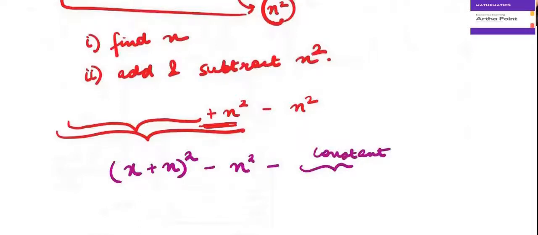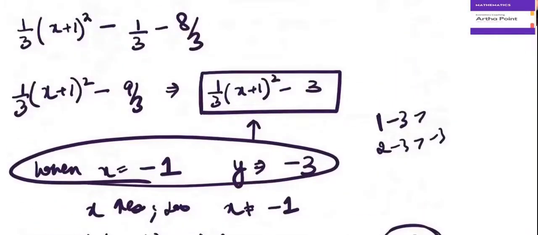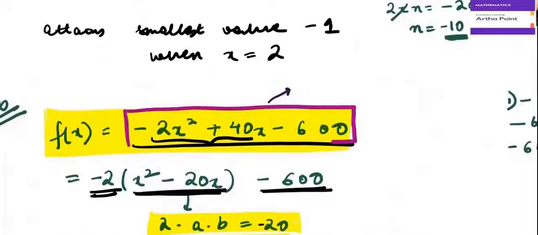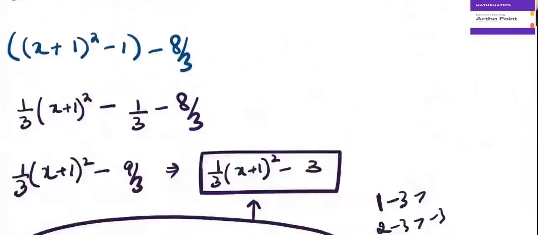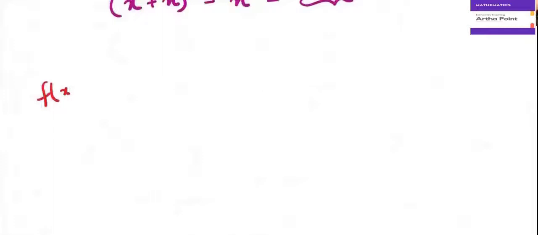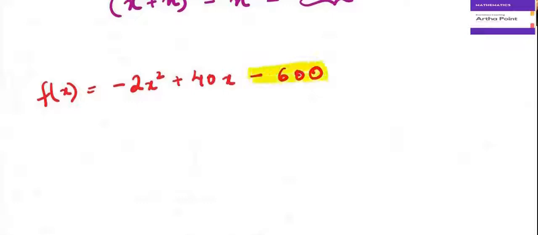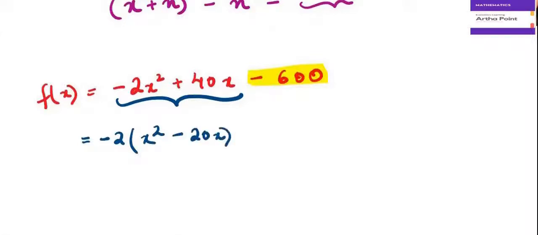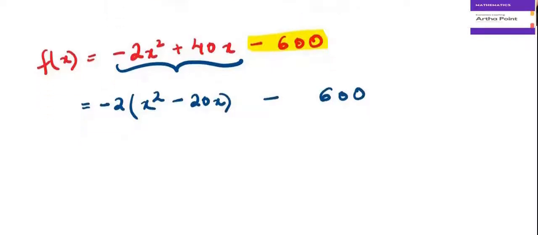Now we want to take an example and see how we do it in the real world. The function that is given to me is minus 2x squared plus 40x minus 600. Now, this is a constant. This doesn't have any x term in it, so you will keep this aside and not even think about this term. From the remaining terms, I want to just take minus 2 common and write this as x squared minus 20x. This constant is aside.